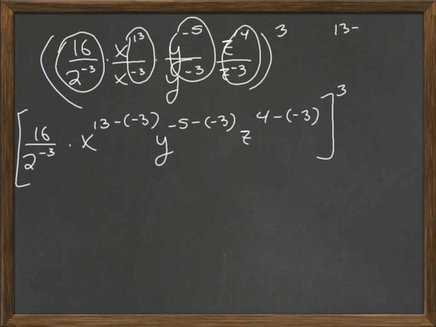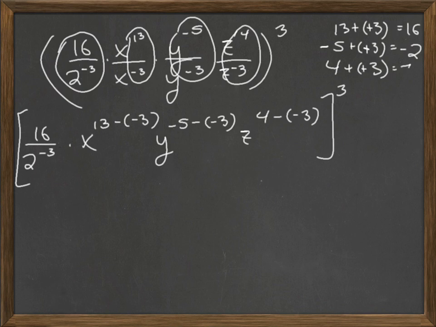Okay, so let's go ahead and do this math. So we have 13 minus negative 3. Minus a negative is the same as plus a positive. So 13 plus 3 is 16. Then we have negative 5 minus negative 3. Again, minus a negative is the same as plus a positive. So we're going to get negative 2. And then last but not least, we have 4 minus negative 3. Okay, so minus a negative, again, same as plus a positive. So 4 plus 3 is 7.